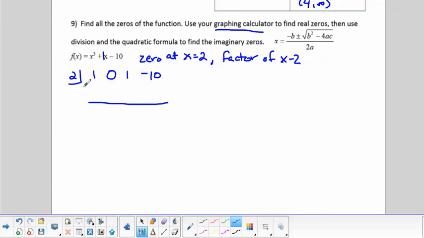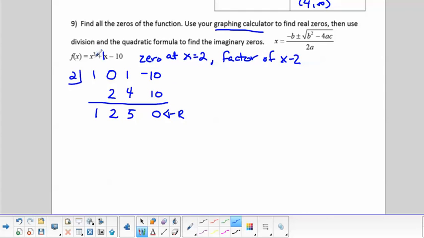Okay, bring the 1 down. 2 times 1 is 2. Then you add. 2 times 2 is 4. Add. 2 times 5 is 10. And then you add. Now, as you expected, your remainder is 0, because we knew that 2 is a 0. We knew x minus 2 is a factor, so we knew it was going to divide evenly.